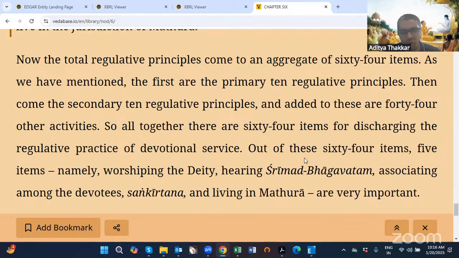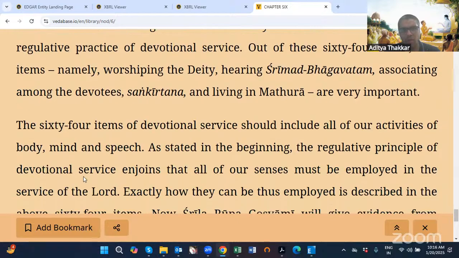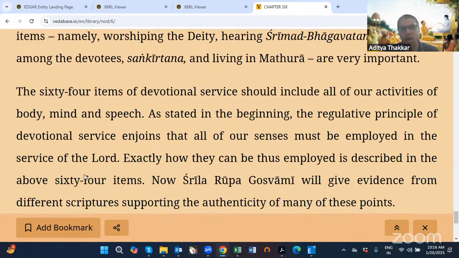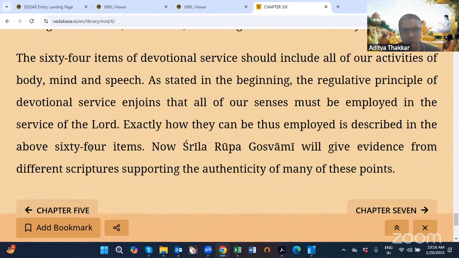Out of these 64 items, 5 items, namely worshipping the deity, hearing Srimad Bhagavatam, associating among devotees, Sankirtan, and living in Mathura, are very important. The 64 items of devotional service should include all of our activities of body, mind, and speech. As stated in the beginning, the regulative principles of devotional service enjoin that all of our senses must be employed in the service of the Lord. Exactly how they can be thus employed is described in the above 64 items.